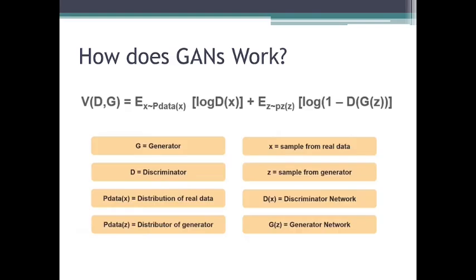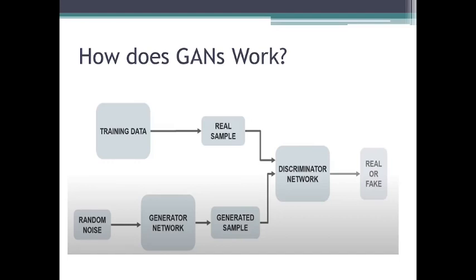The whole process can be represented in a mathematical formula. G here is the generator, D is the discriminator, P data X is the distribution of real data, P data Z is the distribution of the generator, X is a sample from real data, Z is a sample from the generator, D(X) is the discriminator network, and G(Z) is the generator network. So let's take a look at the flowchart once again.